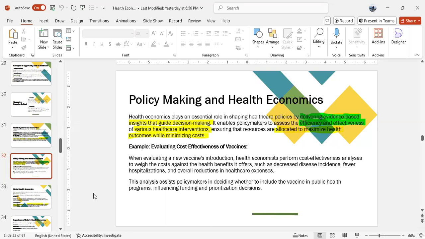Example, evaluating cost effectiveness of a vaccine. When evaluating a new vaccine's introduction, health economists perform cost effectiveness analysis to weigh the costs against the health benefits it offers, such as decreased disease incidence, fewer hospitalizations, and overall reductions in healthcare expenses. This analysis assists policymakers in deciding whether to include the vaccine in public health programs, influencing funding and prioritizing decisions.